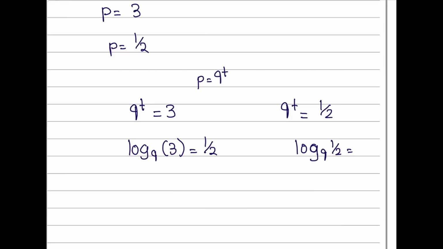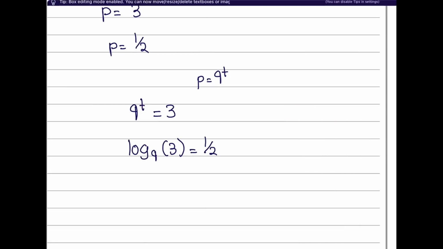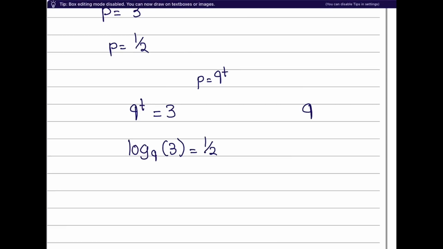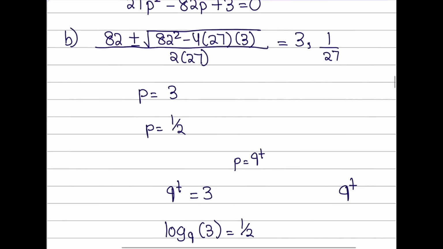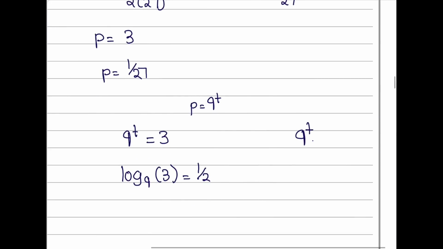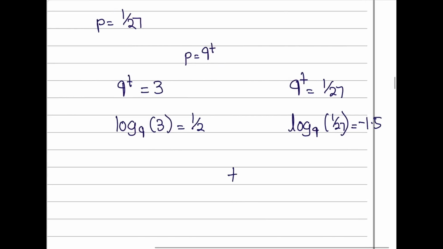Basically, one of them is going to be half because of this. Another one that I have is 9 raised to t is 1 over 27. It was 1 over 27 here, not 1 over 2. So if I do log base 9 of 1 over 27, put this simply in my calculator, I get negative 1.5. So the values of t are half and negative 1.5.